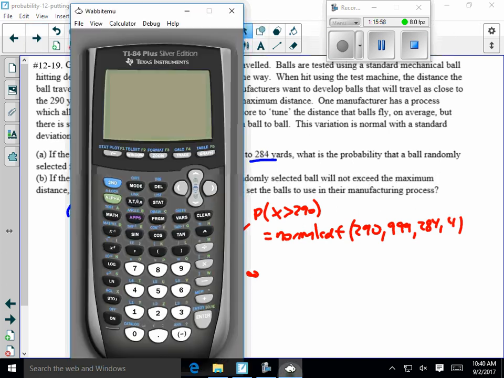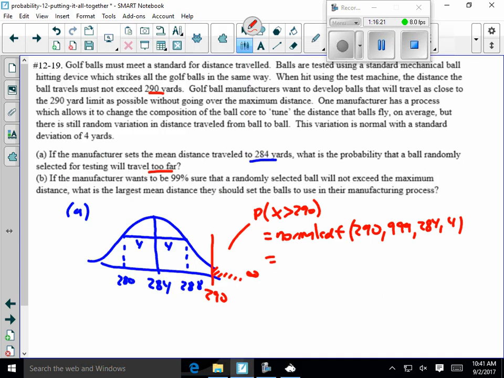That function is in the same place as where we've been finding the binomial and those things. It's just at the top of the list, normal CDF. So the lower boundary we'll put as 290. The upper boundary is infinity. The mean is 284. The standard deviation is 4. So that would be 0.0668. So given the way the balls are set right now, there's about a 6.7% chance that if, say, an inspector came in and grabbed a ball at random to test it, it would be over the limit and they would potentially fine the company or make them change their process or something like that.